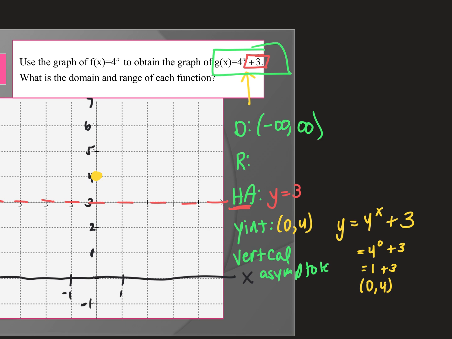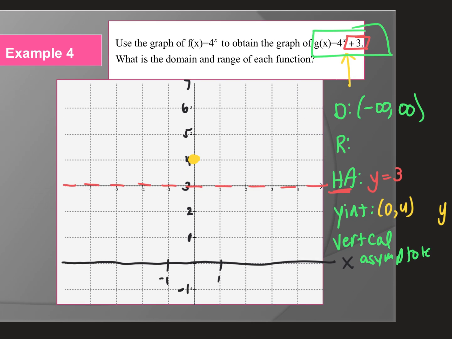Is it going up or down? It's going up because the base is a whole number, 4. So I know it's going to be going up, and it's going to cross through where y is 4. It's not going to touch the horizontal asymptote. So it's going to be generally like this. It's going to get close to that asymptote, go through here and go up. As long as you know your horizontal asymptote and then your y-intercept, you can tell everything else about this graph.